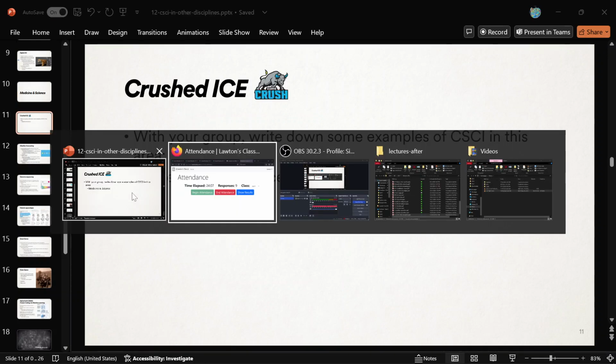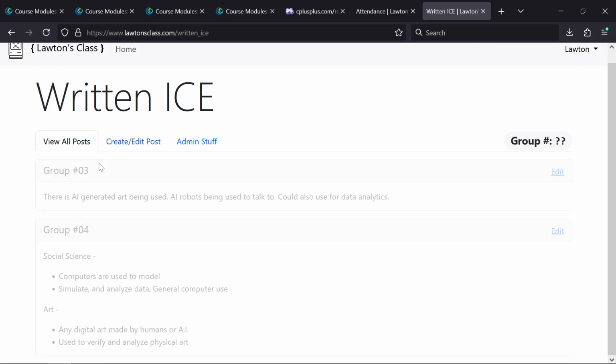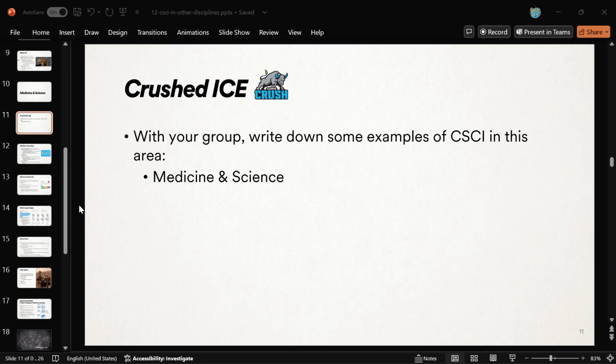So go back to your group, please, and I'll stop attendance after you do it. If you're on the same page, you can keep your stuff and overwrite it, or you can write a new one, doesn't matter. But please write down some examples of computer science this time in medicine, hard sciences like biology and chemistry and physics. It might be easier to come up with examples this time. I'll give you a few minutes.